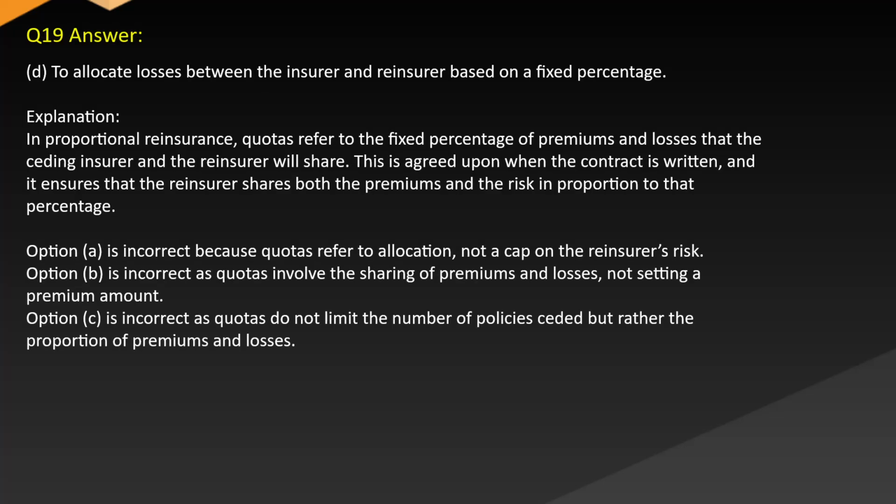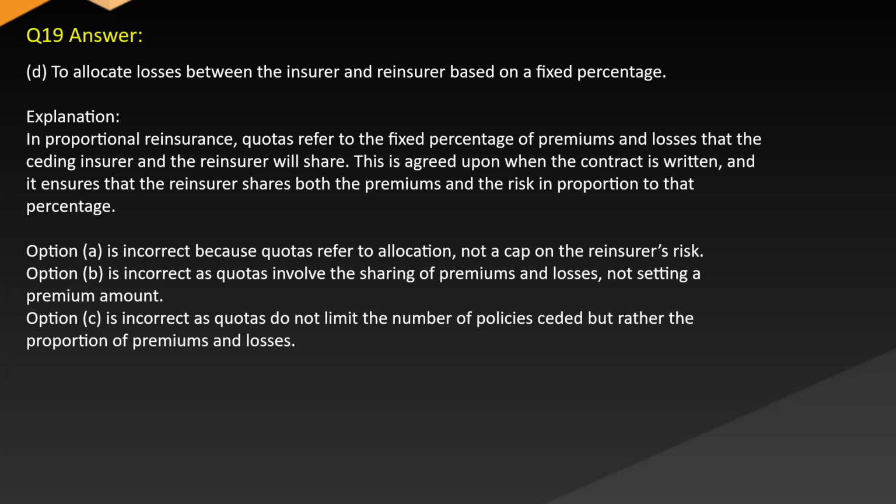Answer: D. To allocate losses between the insurer and reinsurer based on a fixed percentage. Explanation: in proportional reinsurance, quotas refer to the fixed percentage of premiums and losses that the ceding insurer and the reinsurer will share. This is agreed upon when the contract is written, and it ensures that the reinsurer shares both the premiums and the risk in proportion to that percentage.